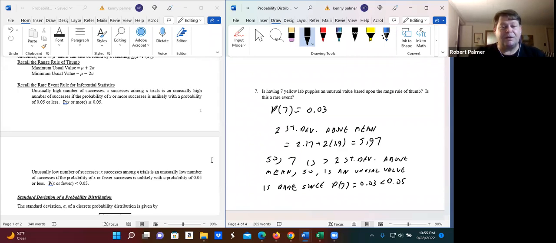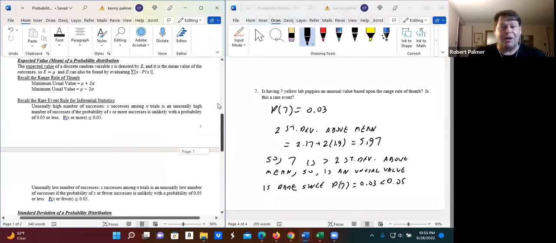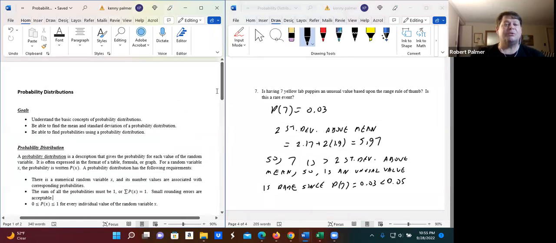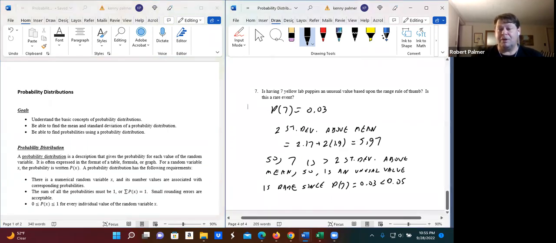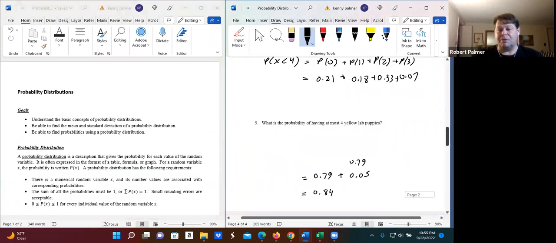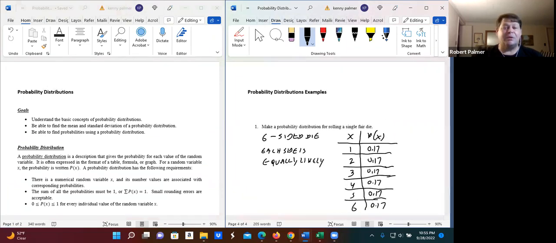So what we've seen today is we learned what a probability distribution is, the basic concepts, how to find the mean and standard deviation, and also how to find probabilities using the probability distribution. And this was a discrete probability distribution. For future topics, we'll look at other discrete probability distributions, and then also continuous probability distributions as well.